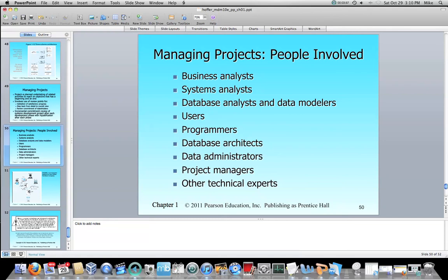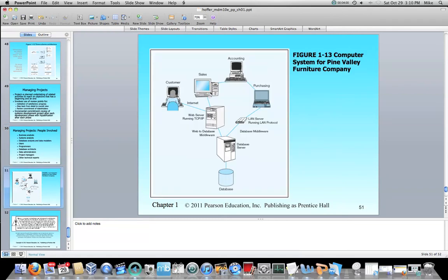as this project progresses. And this is a nice little diagram, a nice little image of what the Pine Valley Furniture Company system looks like. And it's fairly complex. We've got accounting, dealing with sales, dealing with purchasing, and then the purchasing people have direct access to the database server. The sales people have to go through a web server. Your customers have to go through a web server through the internet, all of which their information has to go through a database server and eventually update the actual records and data in the database.